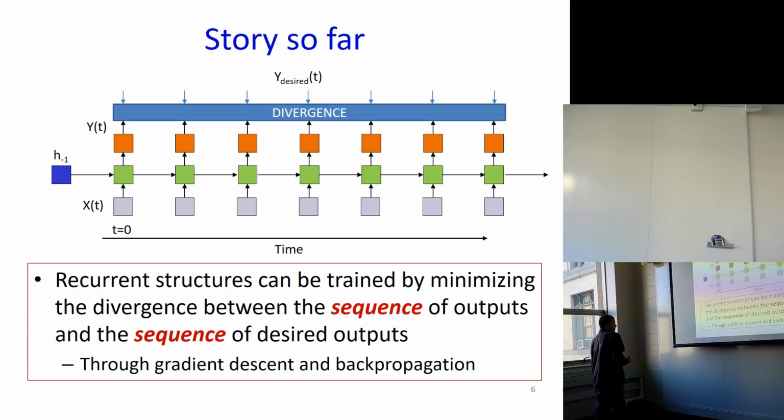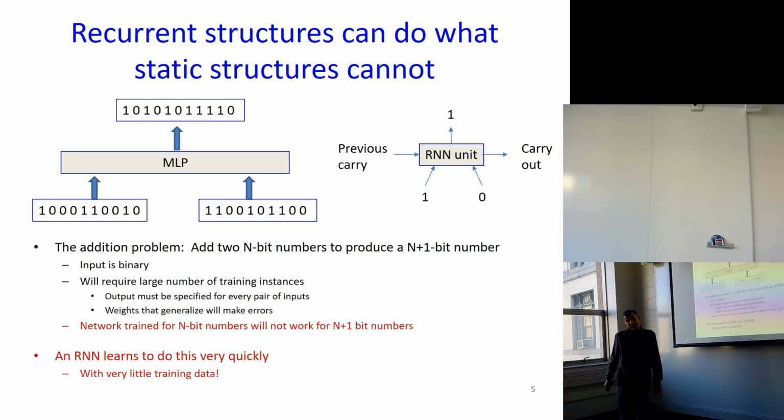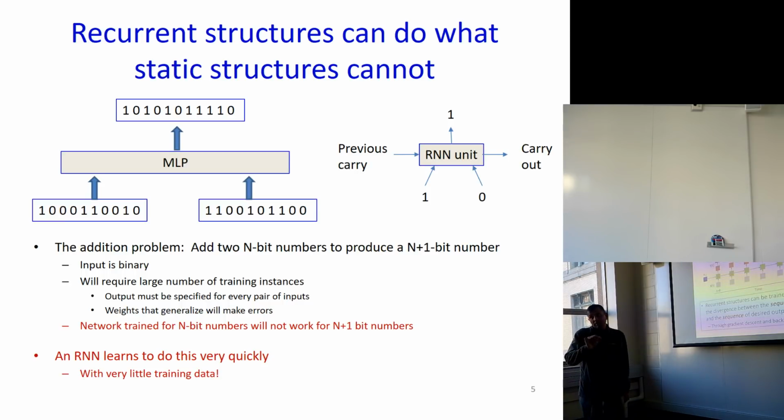So we saw that recurrent structures can be trained by minimizing the divergence between the sequence of outputs and the sequence of desired outputs. For example, if you were using the recurrent network here to learn how to add numbers, you would be providing sequences of inputs, and you'd get an entire sequence of output bits, and you would compare that to the desired sequence of output bits, and that's what you're going to be using to update your recurrent network. So you wouldn't be updating it 1 bit at a time, you'd be looking at the entire output to make sure that you got everything right.